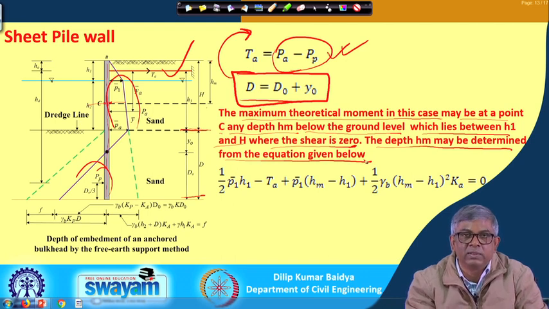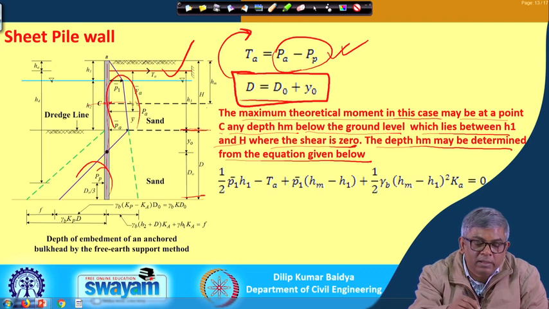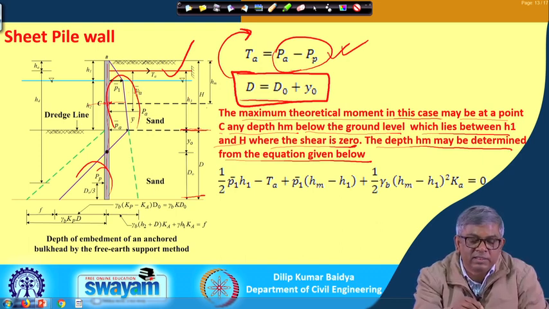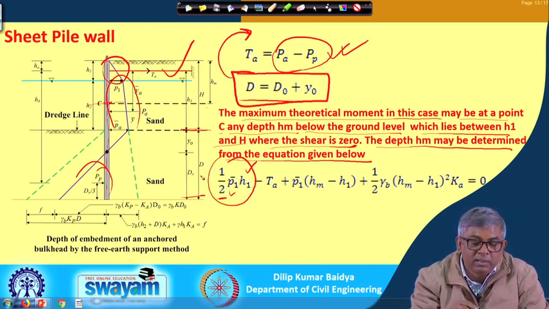So, how have I got the equation? Considering H m, I have equated the force here. You can see half, I have got the area of this smaller triangle, half P 1 bar into H 1, that is one part.